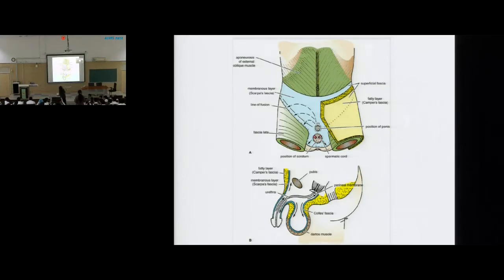This is the deep membranous layer, and this deep membranous layer, you know, is going to become continuous with the deep fascia of the scrotum and deep fascia of the penis. Clear? Clear? Yes? Okay. Now we know about this.